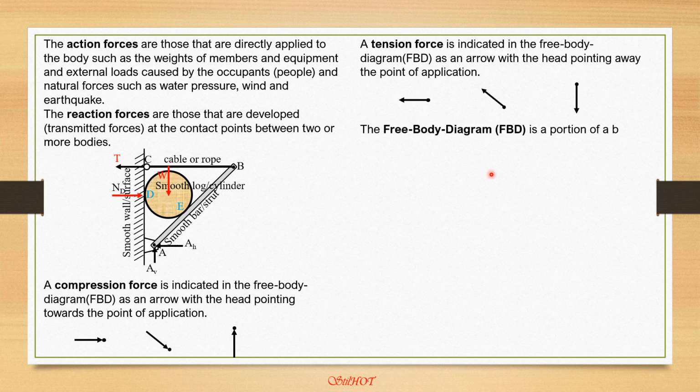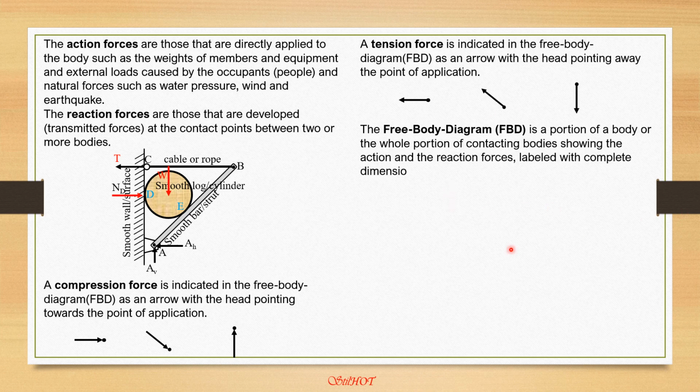The free body diagram, or FBD, is a portion of a body or the whole portion of contacting bodies, showing the action and the reaction forces, and of course completely labeled with dimensions, and the details needed for the complete analysis of that body or system. If we want to draw the free body diagram of the cylinder, the smooth lug, first we have the action force, the weight, then we have the normal, perpendicular, or compressive reaction at D as well as at E.